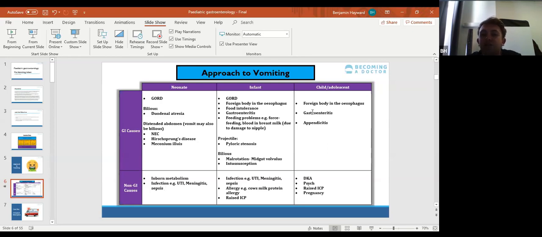And in children and adolescents, we're again thinking of similar causes to adults: things like gastroenteritis, surgical causes like appendicitis, then also your medical ones, so DKA, psych, pregnancy, even in older children. Okay, good.